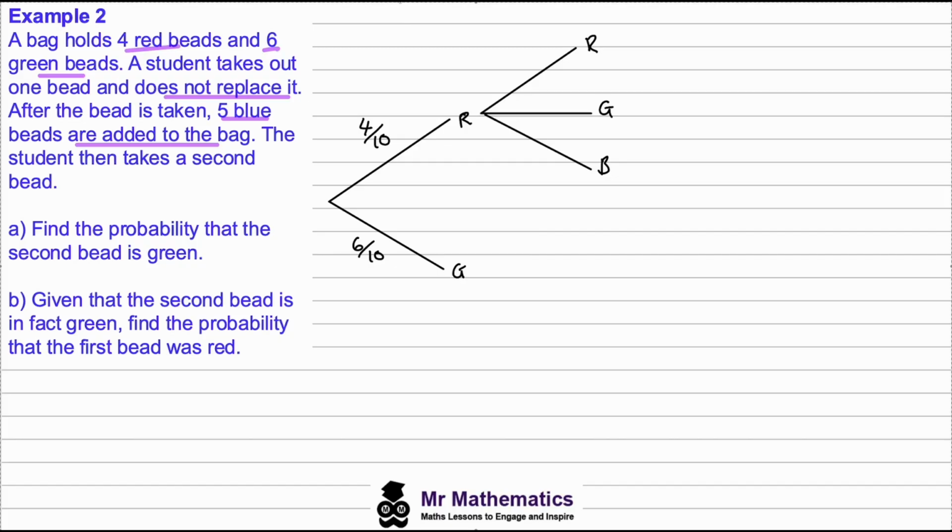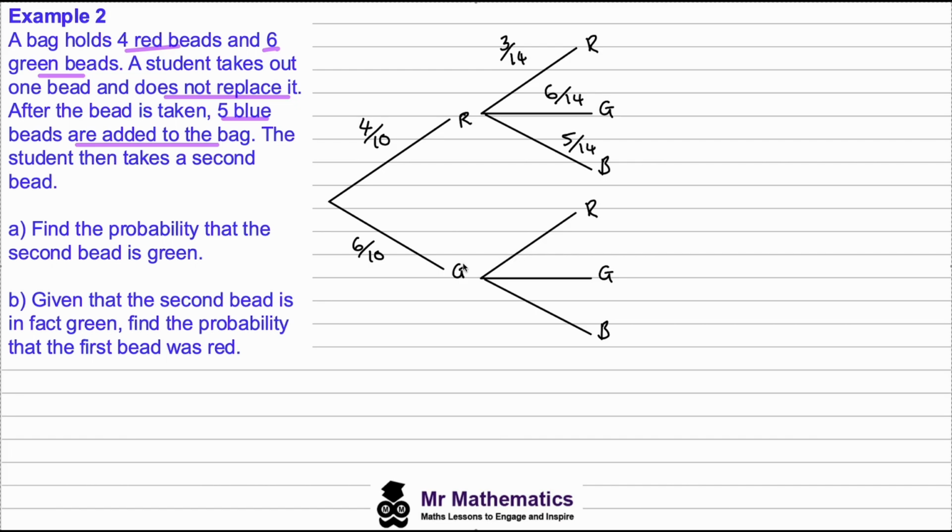I'll just copy this. The probability of getting a red on our second go, well, if the first one isn't replaced and there was 4, now there's 3. If we've lost 1 bead, but we've added 5 more, now there'll be 14 in total. And the green, well, we didn't take a green, we took a red, so there'll still be the original 6 out of 14, and we're adding 5 more blue.